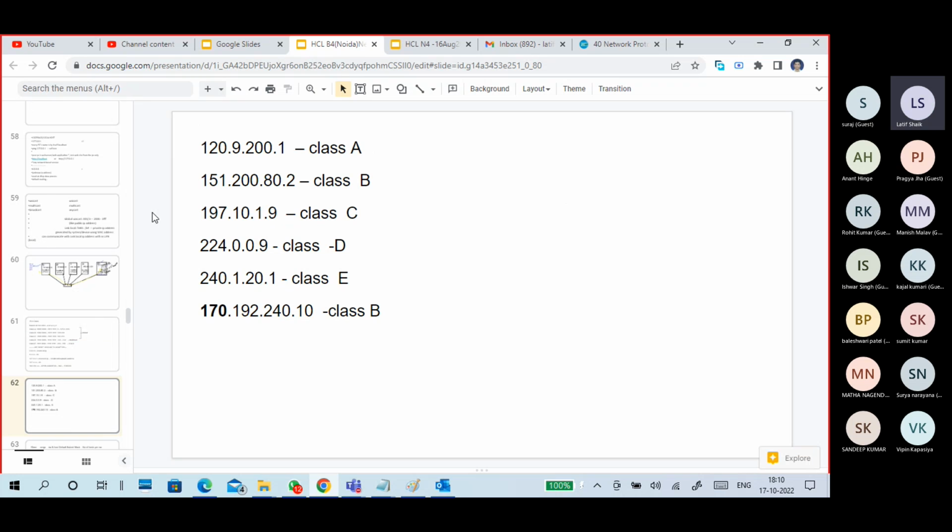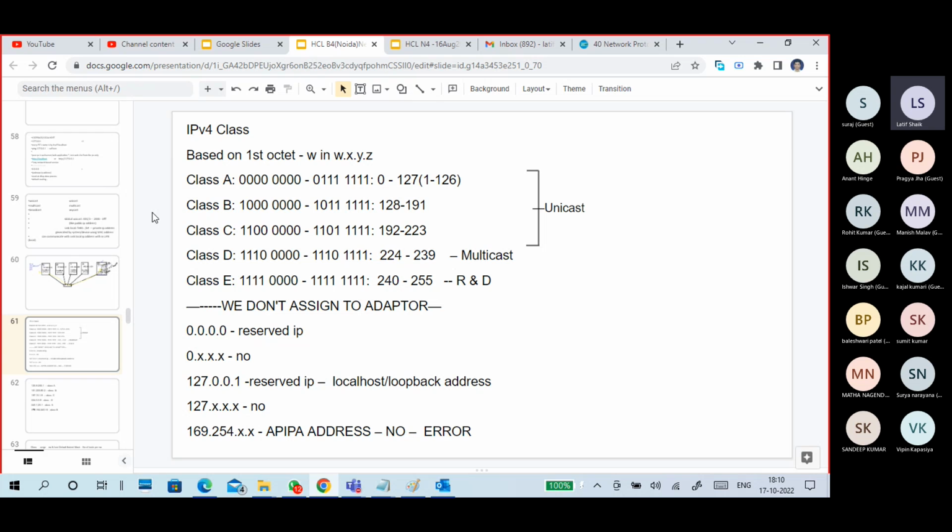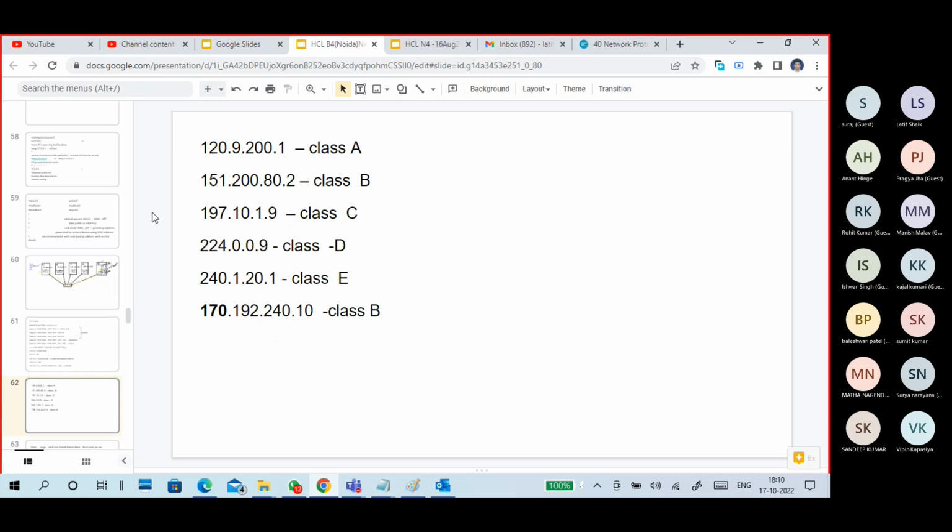Okay guys, this is for identification of an IP address based on its first octet. So you can see 120.9.200.1. You have to look at only the first octet. Do not look at any other octets. You want to find the class only. If in case there is a mistake, then we can identify that it is not that class, that there is a mistake. But still, when you get an IP address, see the first octet and decide which class it is.